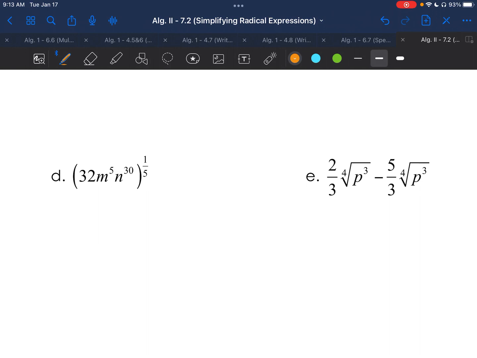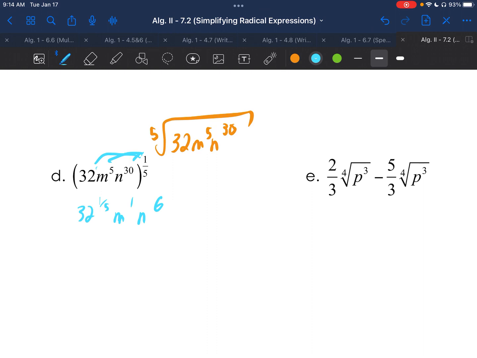And actually, I should say before I had you start trying on your own, you could write it as the radical version as well if you wanted. And it would be the same thing. And some of you might find that easier. The 1/5 power is really the same thing as the 5th root. Either way you think about it, you take the exponent to all the exponents. So 32 to the 1/5, m to the 1st, and n to the 6th.